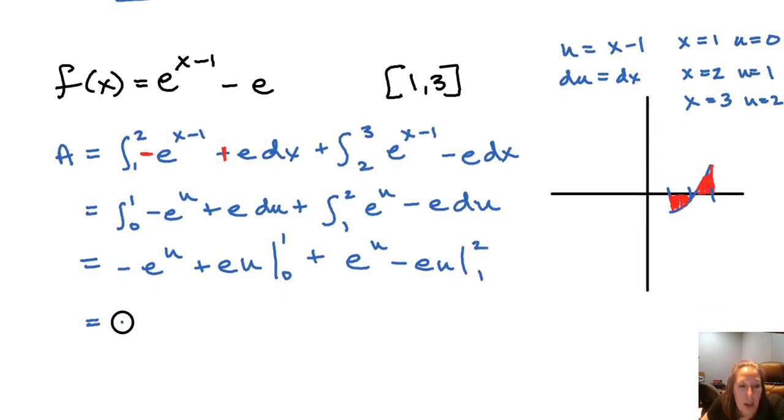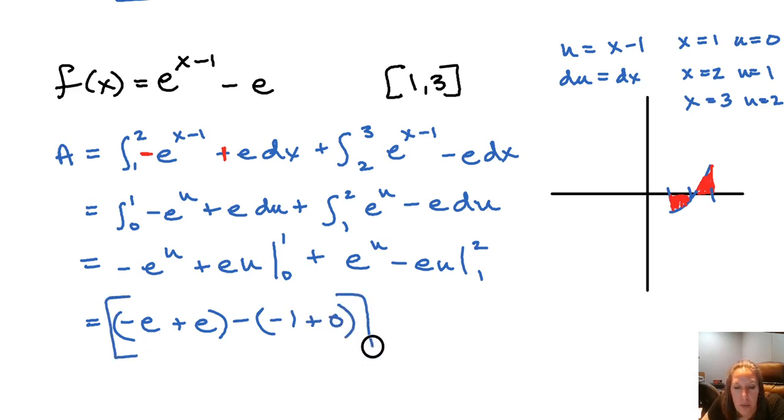If you plug in a 1 there, we're going to get a negative e to the first plus e times 1, minus, if we plug in 0, we get negative e to the 0. Well, e to the 0 is just 1, plus e times 0 is 0.